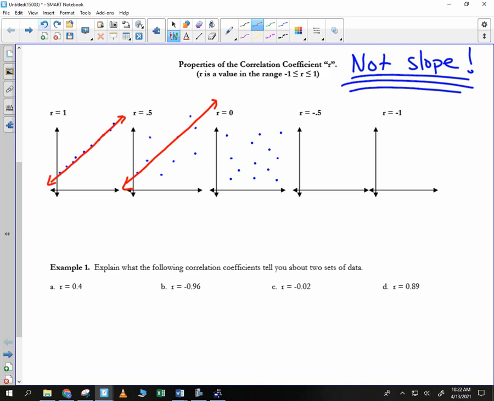R equals negative 0.5. Again, you would have the same type of scenario as here, except the data would be trending down. I'm going to draw it with a slightly different slope so you understand it doesn't mean that the slope is 0.5. Okay, and draw it like this. So you can see if the data is very spread, if I were to draw the best fit line, I might try to draw something like that. 0.5 means that it's definitely scattered. Negative means it's heading in the downward direction.